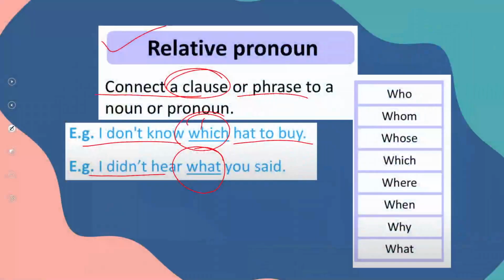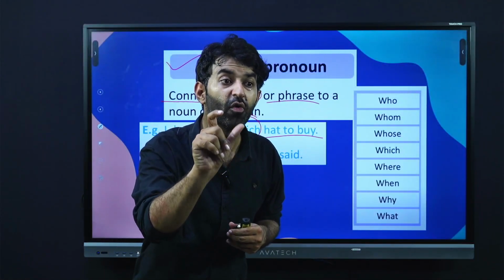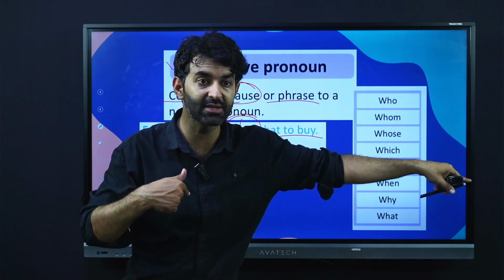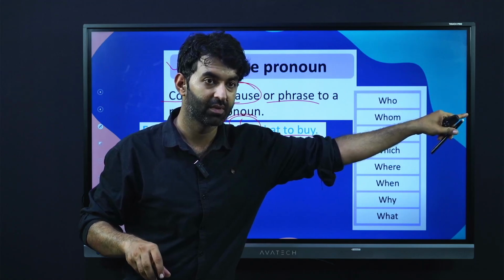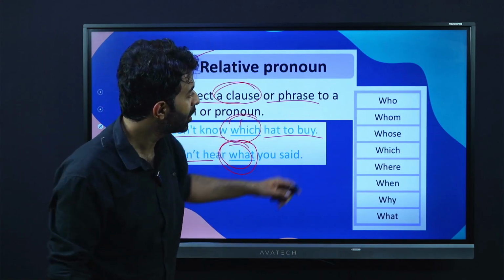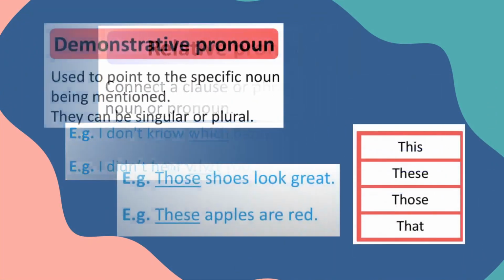Okay. I didn't hear what you said. Now, what is actually referring to the thing that he said. I don't know what he said. What is referring to the thing that he said earlier, which I didn't hear. So this is linking with that thing, and which is linking with the hats. So who, whom, all these are your relative pronouns.